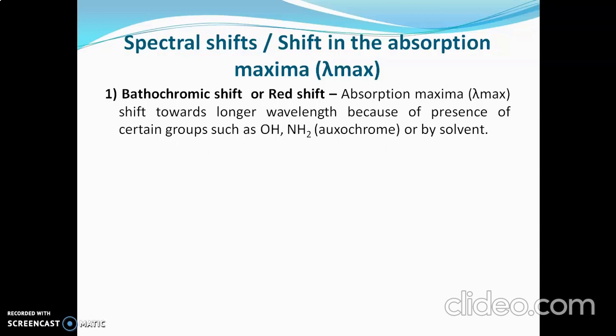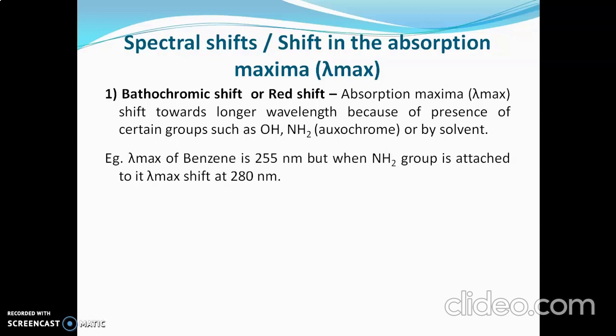the wavelength of colors of visible light, the blue, indigo or violet color radiations have shorter wavelength and the orange and red color radiations have longer wavelength. And here in bathochromic shift, the absorption maxima is shifting towards longer wavelength, and that's why it is called red shift.